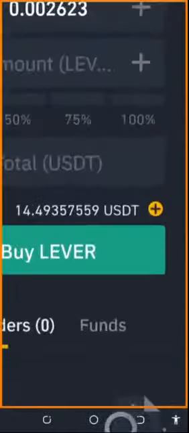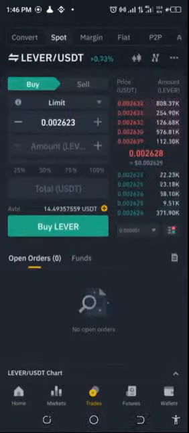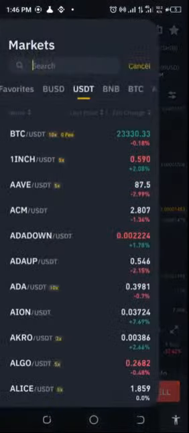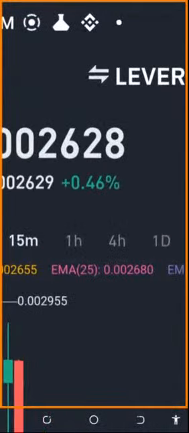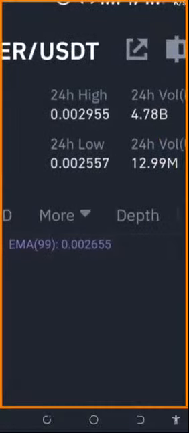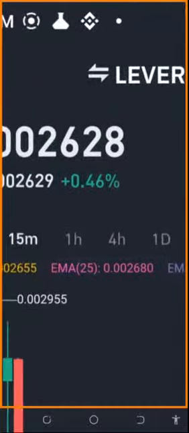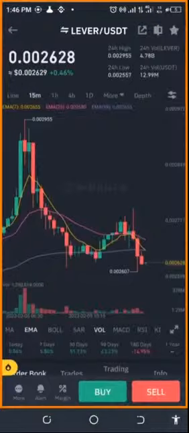So how much do we have here? We have 14.4935, and what we're going to do is reduce this amount. Let's go back and check the high and low. Let's choose any coin and change it to lever USDT. What we have here, if you check very well, is 2628, but we're not going to buy at that price. We're going to buy at a lower price because the low is 2557. We're not going to go as low as 2557. We'll just go like 2600, maybe 2600 or 2590, something that way. Let's go and choose 2590.